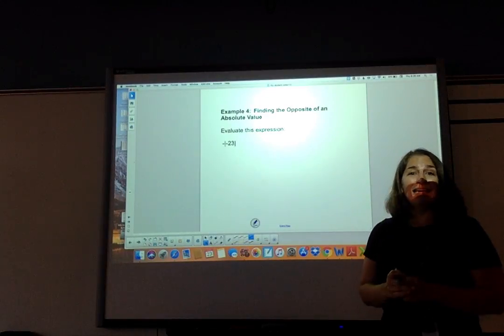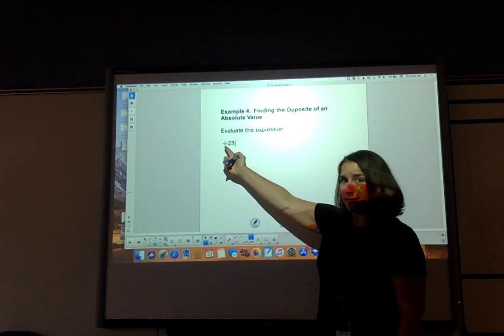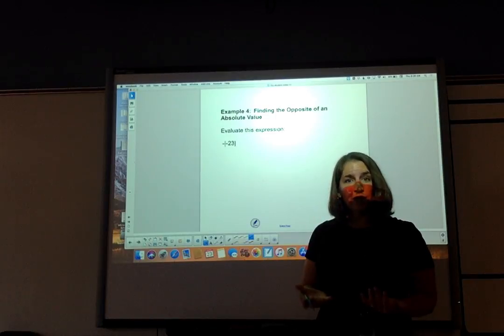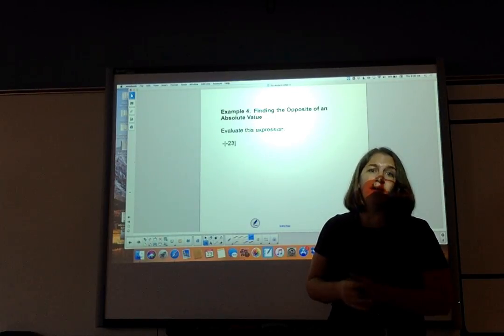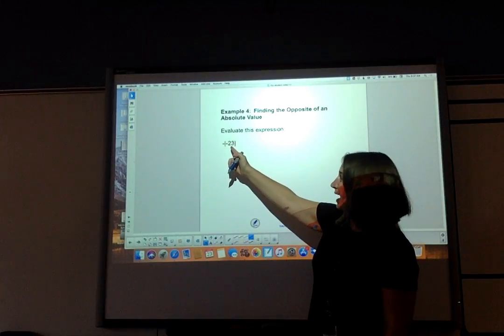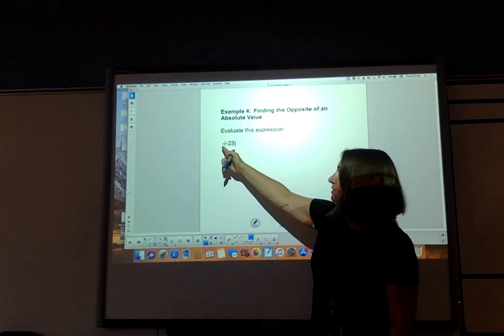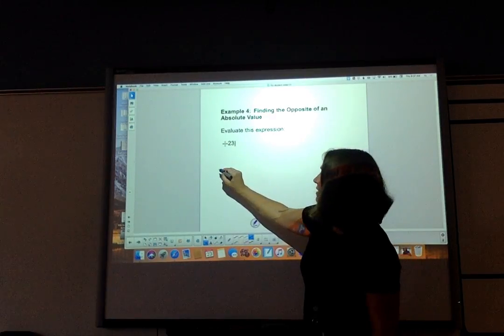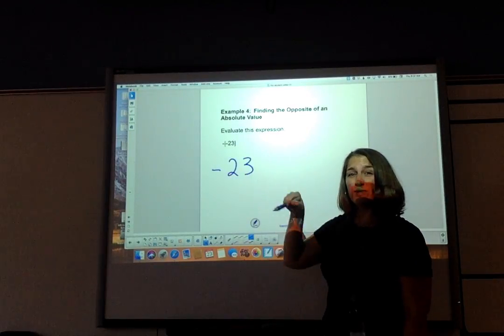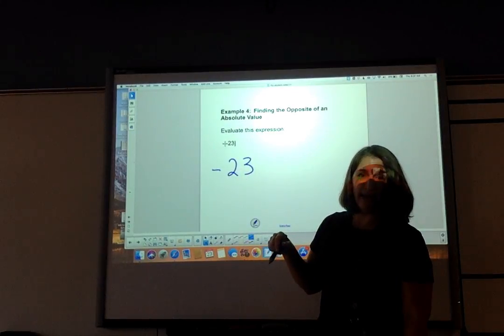We can also find the opposite of an absolute value. So here we have the negative of the absolute value of -23. Another way to say that would be the opposite of the absolute value of -23. So the absolute value of -23 is 23. The opposite of that is -23. So if this negative sign is on the outside of the absolute value symbol, then your value is going to be negative.